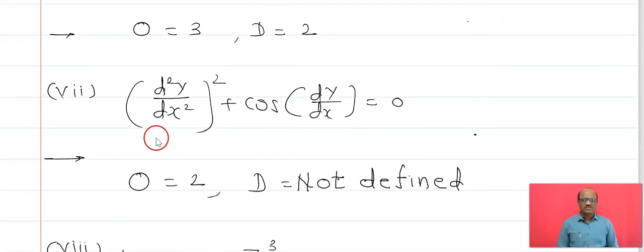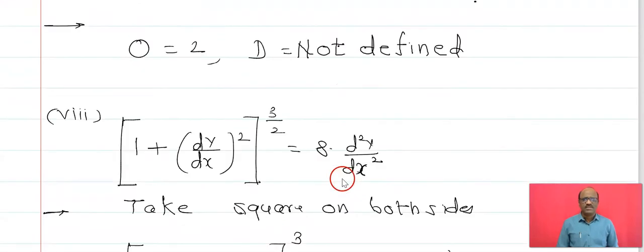Now the next question is (d2y by dx square) bracket square plus cos of (dy by dx) equals 0. Here we define only the order and not the degree, because the equation is not in polynomial form, and therefore the degree is not defined.